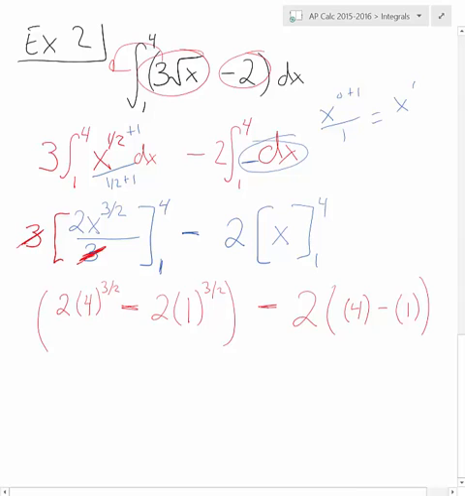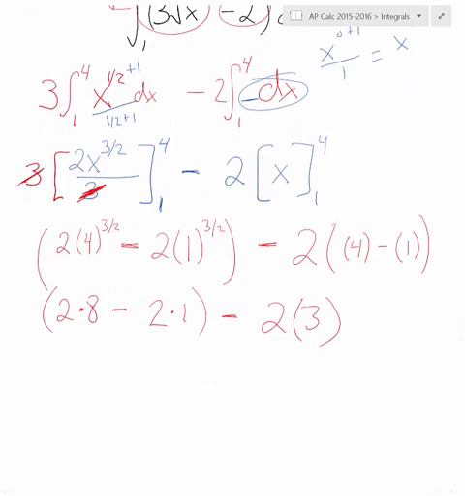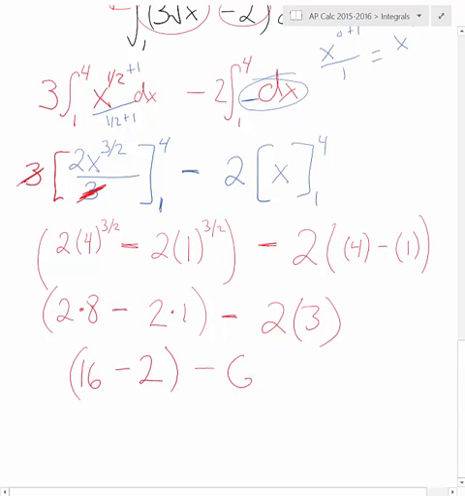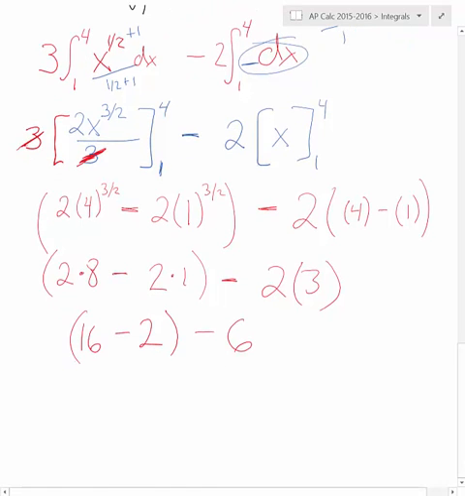So 4 to the 3/2 power is 8. 4 cubed is 64. The square root of 64 is 8. So this is 2 times 8. 1 to any power is just 1. So minus 2 times 1. And subtract that from 2 times 4 minus 1, which is 3. That gives us 16 minus 2 minus 6, which is 8. So this integral gave us 8.